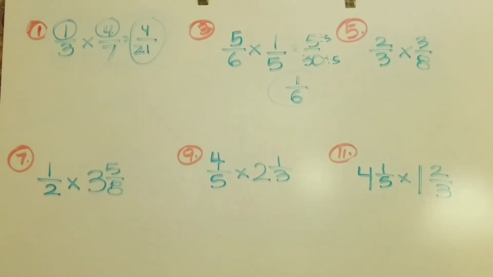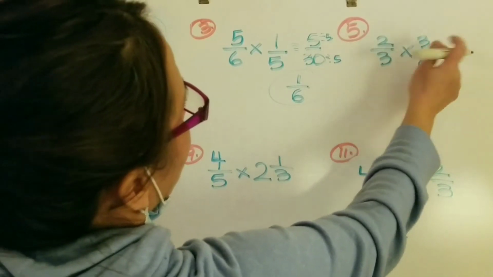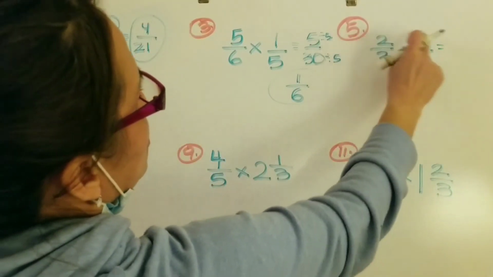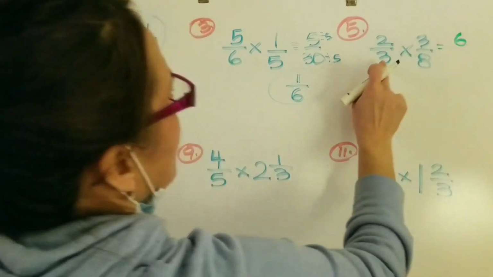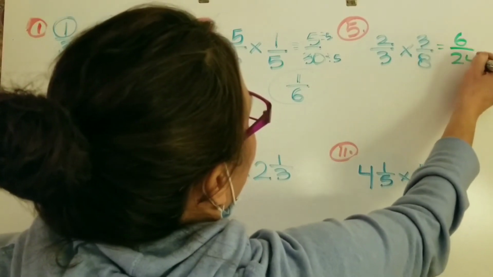Anyway, so let's take a look at number 5. Our numerators are 2 and 3. We're going to multiply across. 2 times 3 is 6. Multiply our denominators. 3 times 8 is 24.